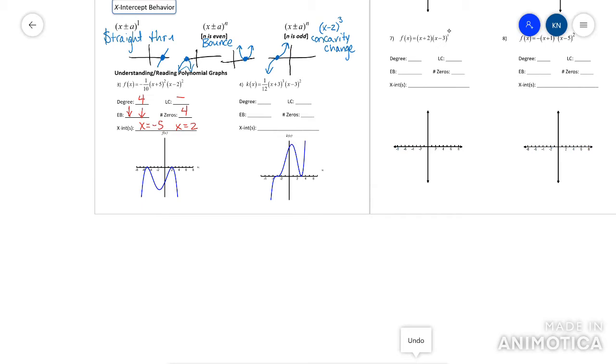So if you look at this, my arrows would be down, down. I've got the correct x-intercepts, and they're both bounces. Good to go. Moving right along. Look at number 4. Add up the exponents. That would add up to 5. So this is degree 5.